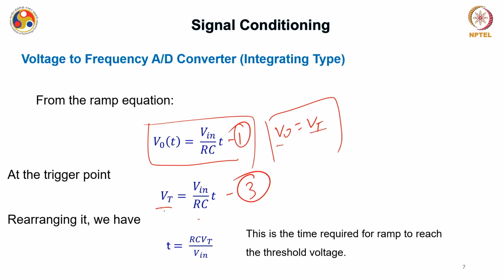Now if I rearrange equation 3 and try to find this time t, this time t will be equal to RC into Vt by V in.